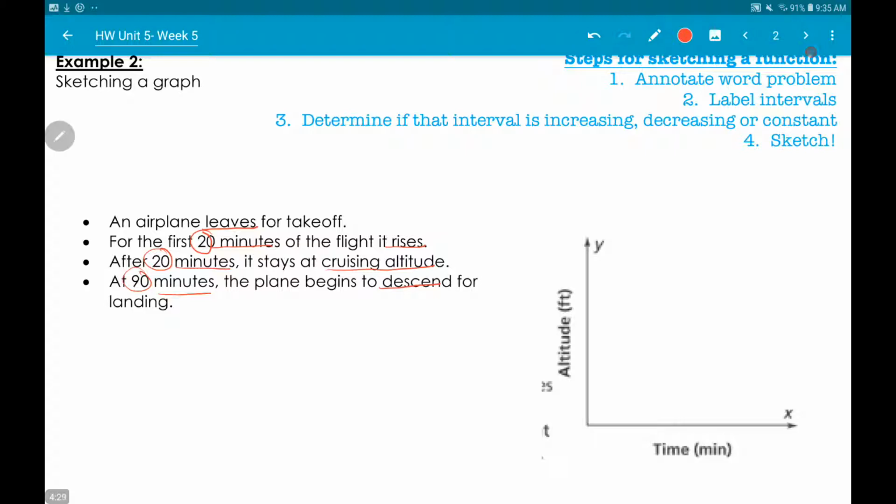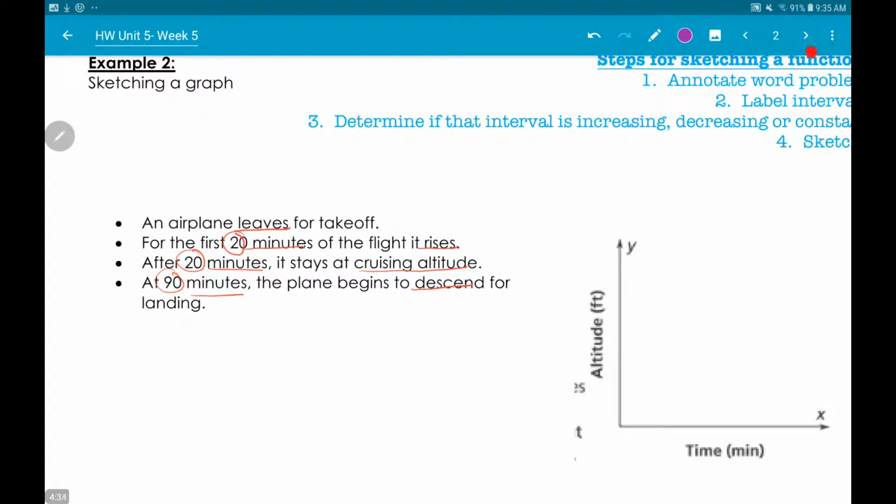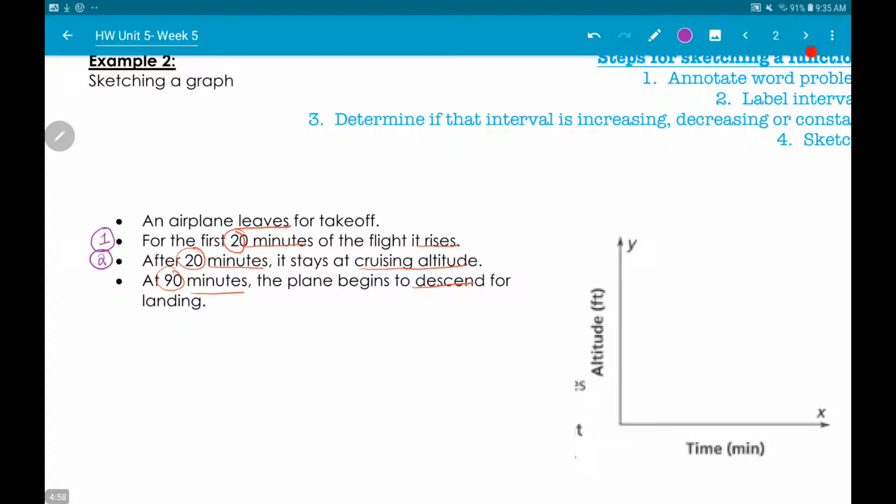Okay, I'm annotated. Now I'm going to label my different intervals. When I'm labeling my intervals, I need to think about where it's changing. An airplane leaves for takeoff. Is anything changing there? No. For the first 20 minutes, the flight rises. That represents something, so I'm going to call that interval 1. After 20 minutes, that word after already tells me I'm going to have a change of interval. It stays at cruising altitude. Interval 2. And at 90 minutes, the plane begins to descend. There's my interval 3.